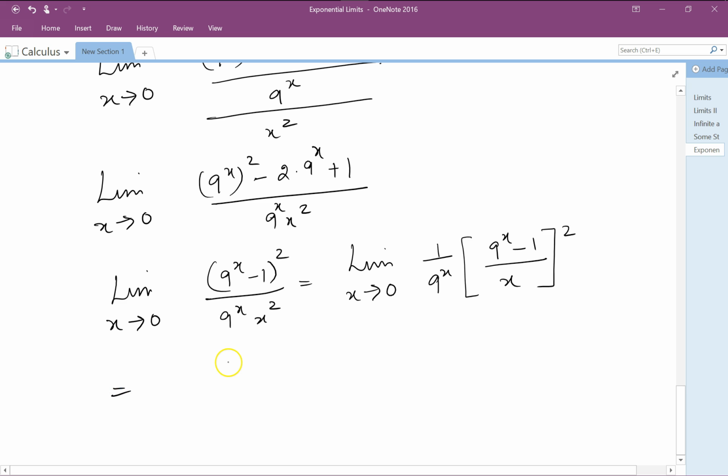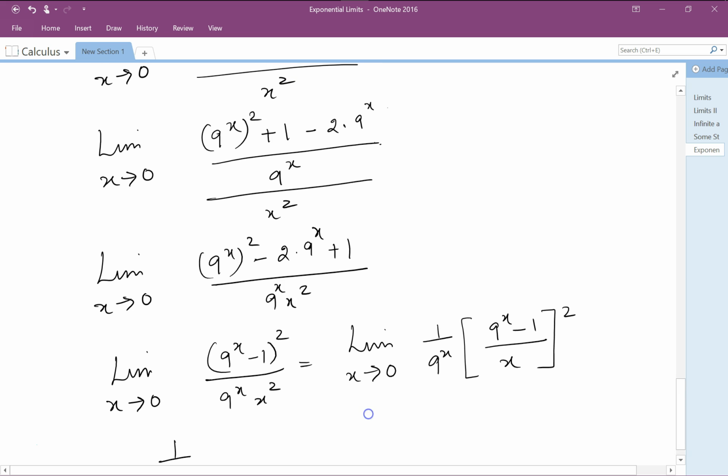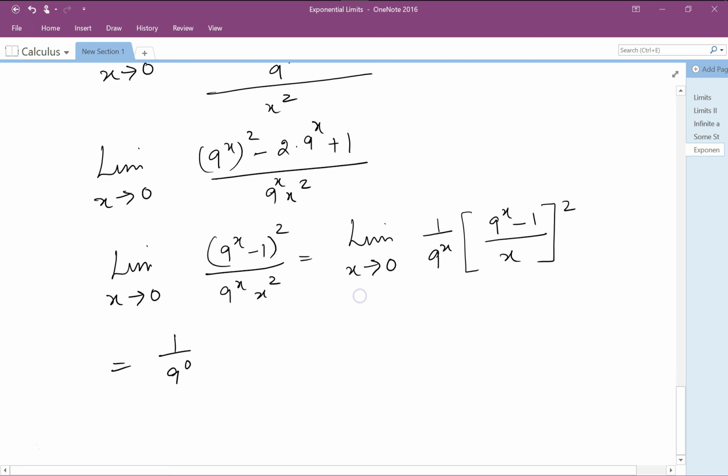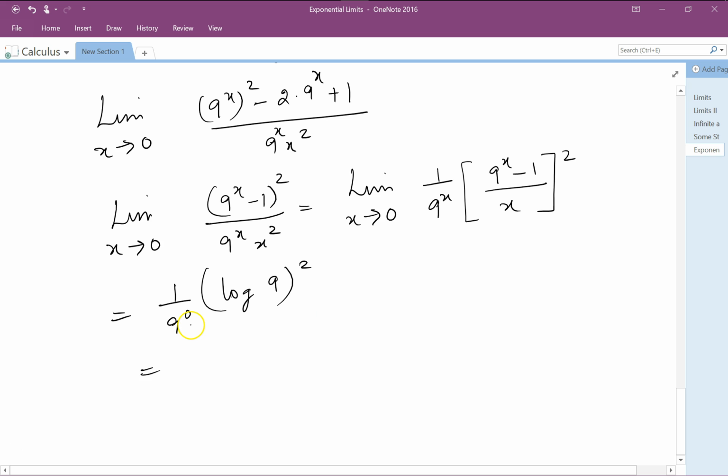Now let's take the limit. 1 by 9 to the power of x as x approaches 0 would become 1 by 9 to the power of 0. And 9 to the power of x minus 1 by x, when we take that limit, that would become log 9, log 9 whole square. But 9 to the power of 0 is 1, 1 by 1 is 1. So the answer is log square 9. Actually, we should not write it like this. We should write it as log 9 whole square.